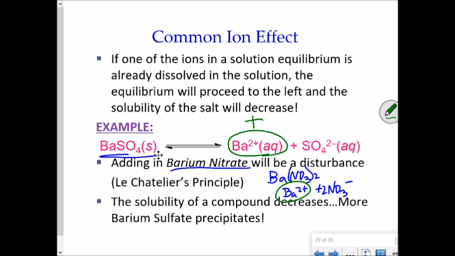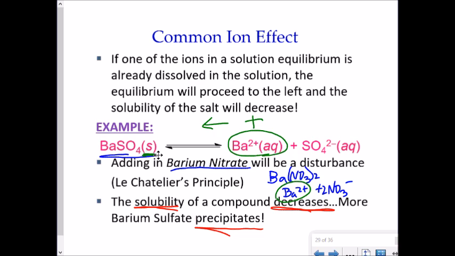So which way is it going to shift or proceed if we're following Le Chatelier's principle? We add stuff into the products, it's going to proceed towards the reactant. So that means it's going to form some solids. Stuff's going to precipitate out. And that's the general concept of the common ion effect that you really want to take away here. If you add in a common ion, it makes it less soluble. The solubility will decrease, and you'll see some precipitation. You'll see some salt start to fall to the bottom.